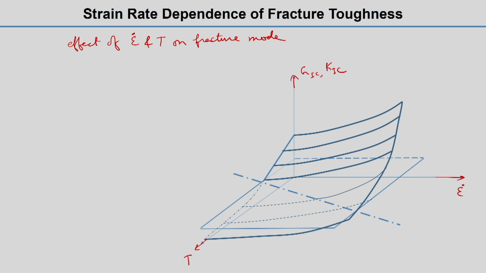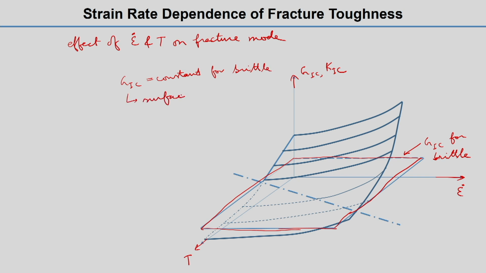For simplicity, a plane is taken, which we are taking as ZIC for brittle. That means for simplicity we are saying that ZIC is constant for brittle material, and that's why the surface is a plane, perpendicular to the ZIC axis. This is basically, as we can understand, an energy plot.